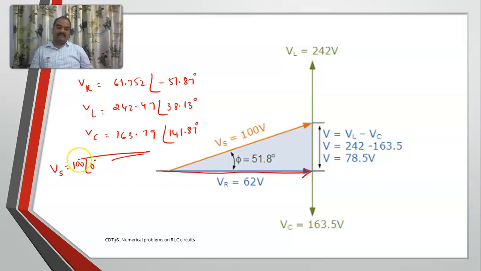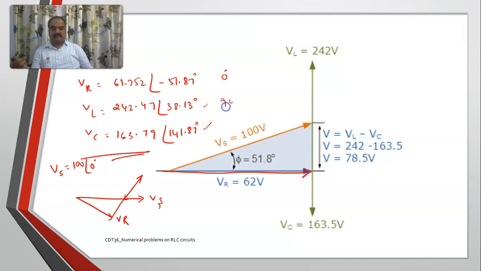Which one you want to take as a phasor reference is your choice. If I take VS as the reference, this is my VS. VR, since it is at an angle of minus 51, I'll get VR like this, and VL will be at 38.17, so from VR I'll draw it at 38.17. And VC, again, I have to come back from here. Otherwise, I'll take this one as 0. This is the reference one. If I take this as 0, I have to add 51.87 to each of these.